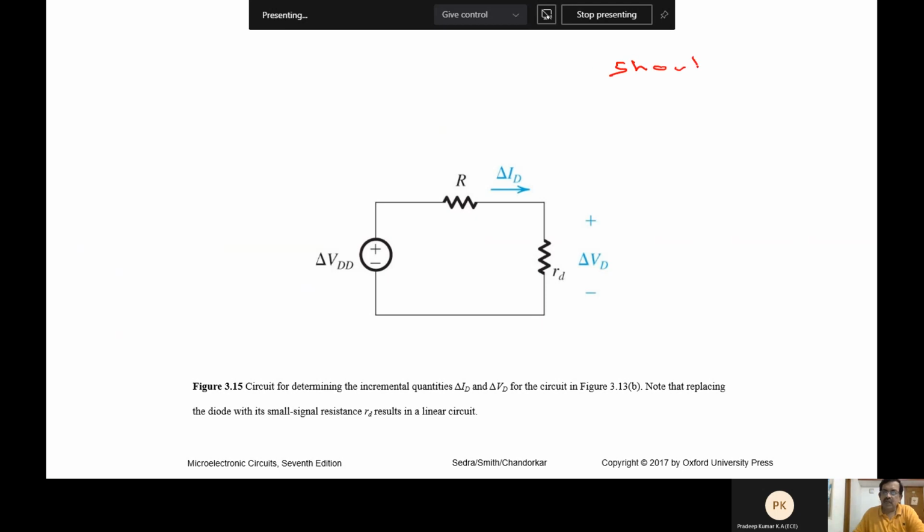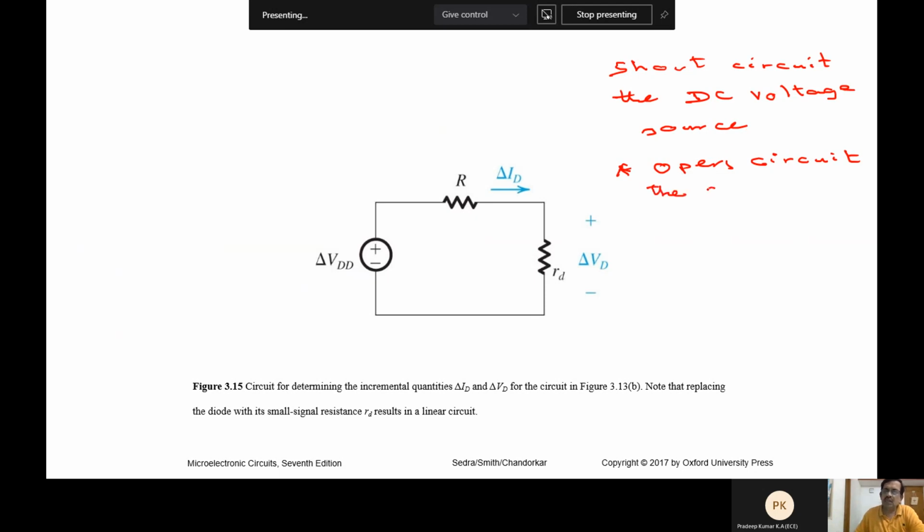First thing that I need to do is short circuit the DC voltage source. The second thing I need to do is open circuit, which means no current flows through, any DC current source. If I'm using a current source instead of a voltage source, we know how to convert a voltage source to a current source and vice versa. Open circuit the DC current source. Be careful.